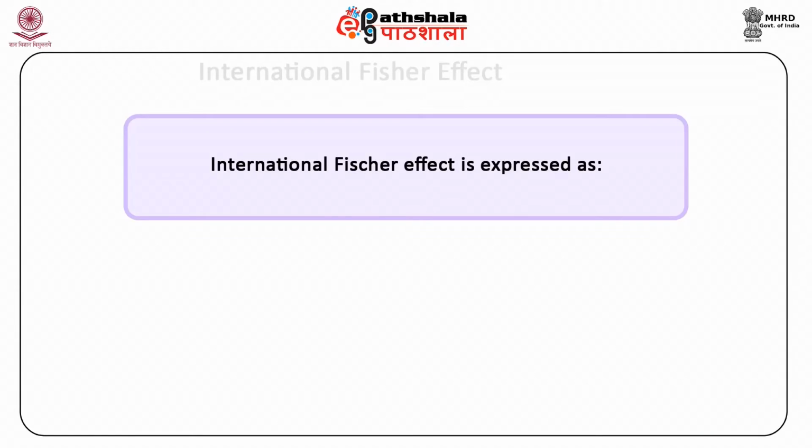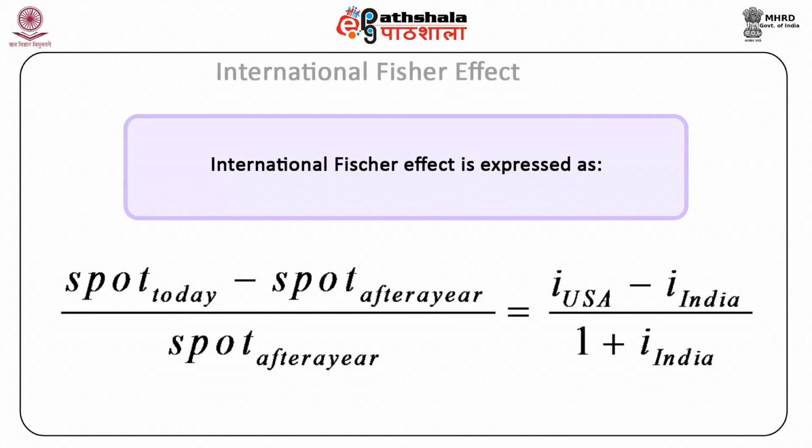Mathematically, international Fisher effect is expressed as spot today minus spot after a year, divided by spot after a year, which is equal to i of USA minus i of India divided by 1 plus i of India. For example, if the nominal interest rate in India is 14% per annum and it is 10% in USA, then INR is expected to depreciate vis-a-vis USD.